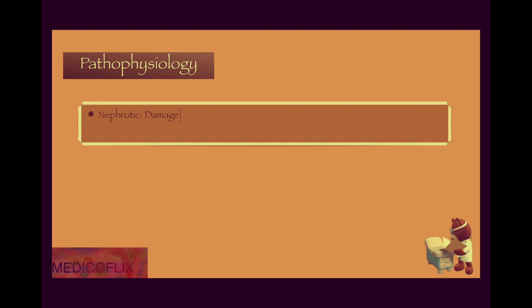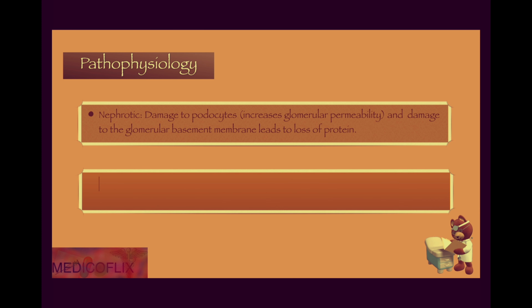So let's see the pathophysiology of nephrotic and nephritic syndrome. Nephrotic syndrome, damage to podocytes increases glomerular permeability, and damage to glomerular basement membrane leads to loss of protein. Nephritic syndrome, immune mediated inflammation causes glomerular capillary injury, resulting in blood leakage and reduced filtration.